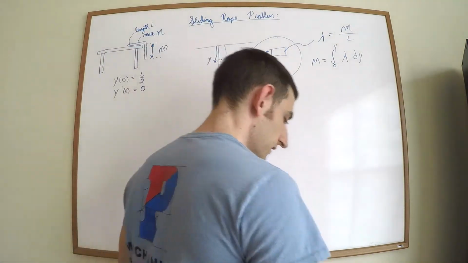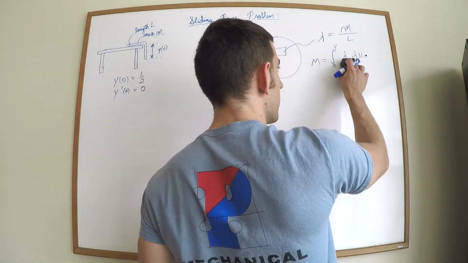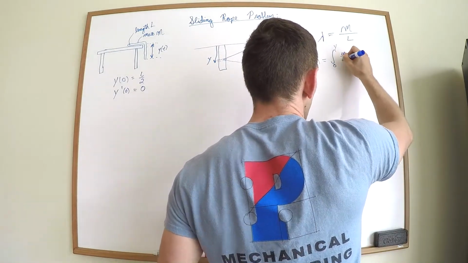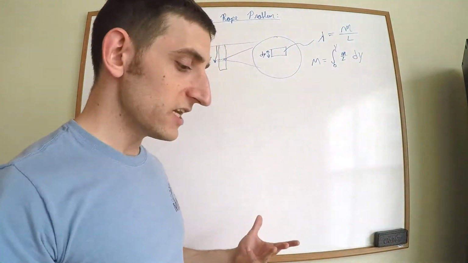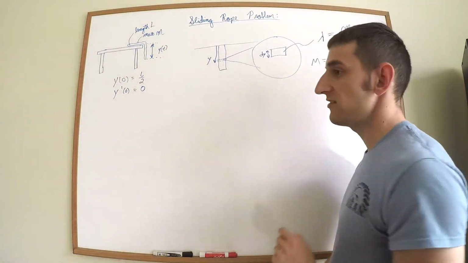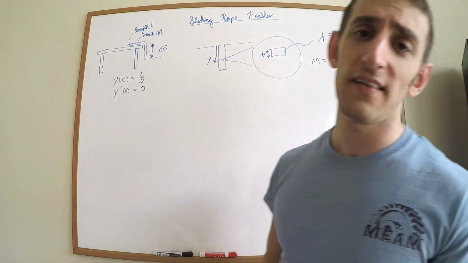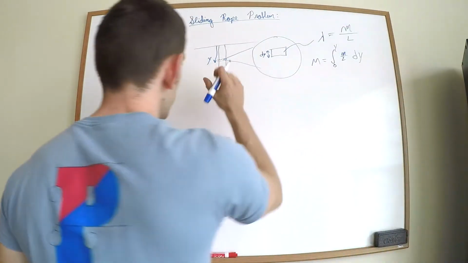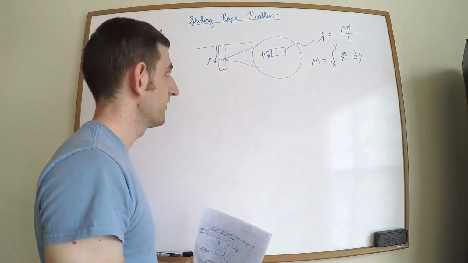So we could take my eraser, erase this, and say M over L, okay? So we're making good progress. We know what the mass is of this individual element. Now we need to figure out what the infinitesimal potential energy is going to be, what kind of potential energy this element has.